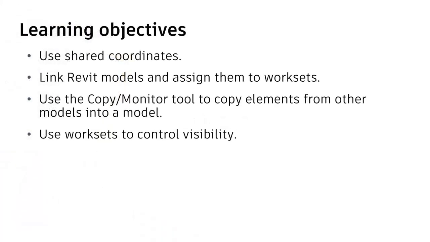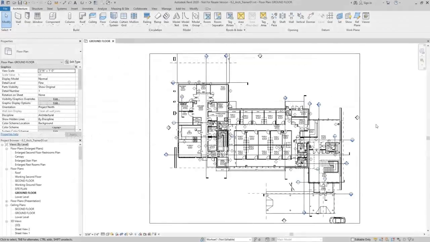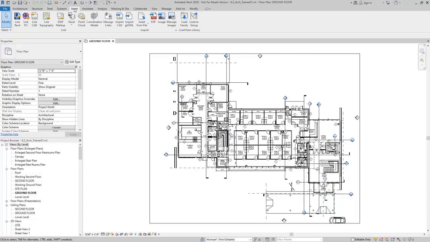In this video, we're going to link Revit models from other disciplines, assign them to the work sets we've already created, and use the copy monitor tool to copy elements from other models into our model. The first thing that we want to do here is we're going to go to Insert and Link Revit.